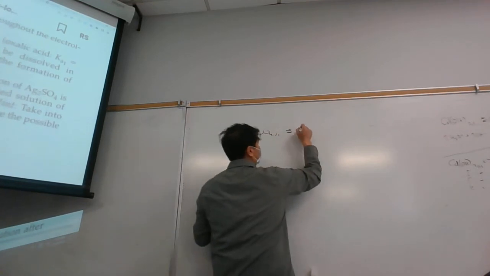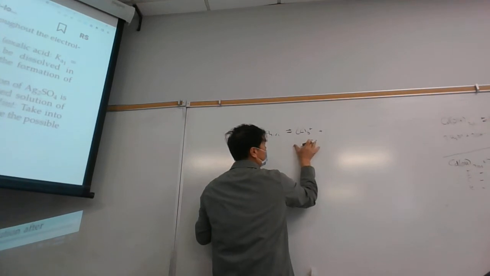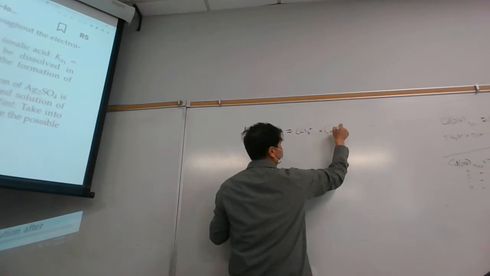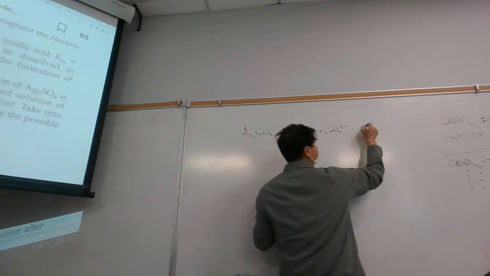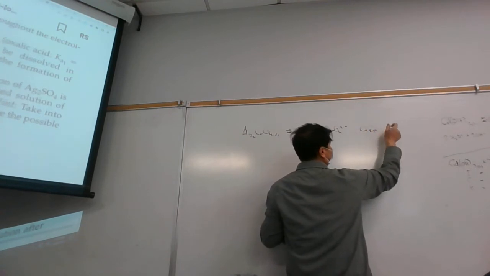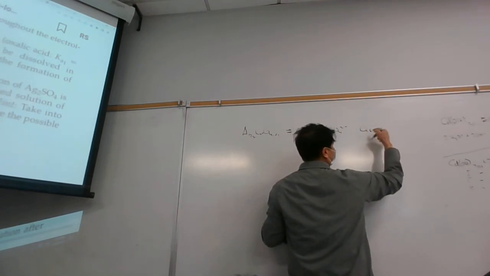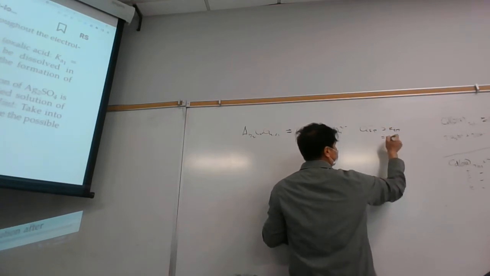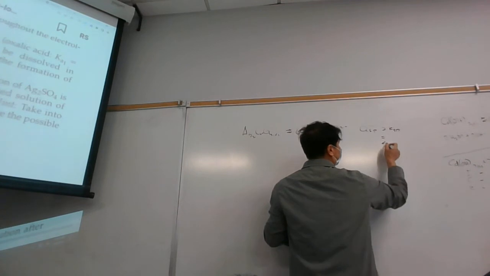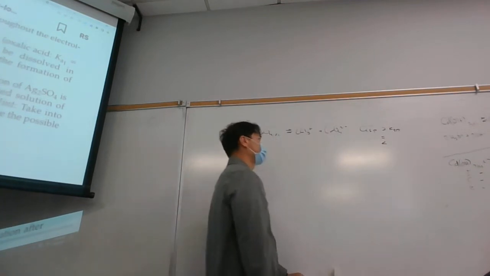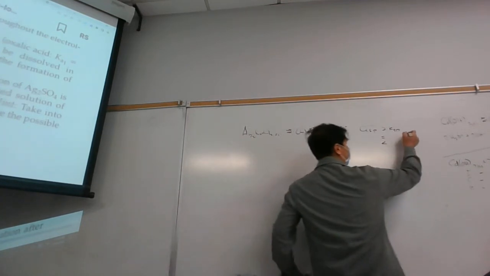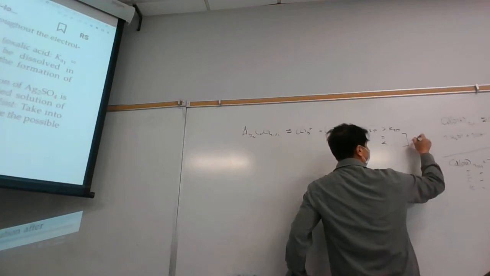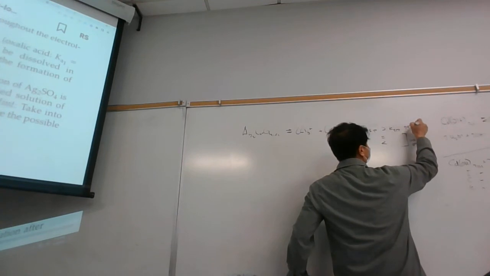In order to determine if silver chromate precipitates, I need to know the initial concentration of silver and the initial concentration of chromate so that I can calculate QSP and then compare it to KSP. If QSP is greater than KSP, I get precipitation. If it's equal, then it's saturated. Actually, if it's equal or less than, I get no precipitation. If it's greater than, I get precipitation.